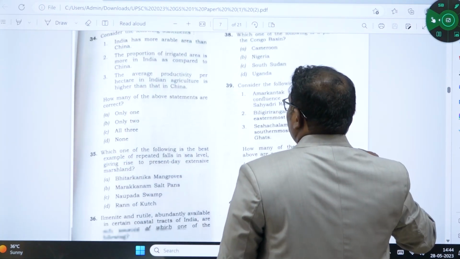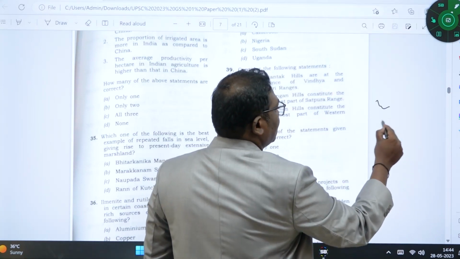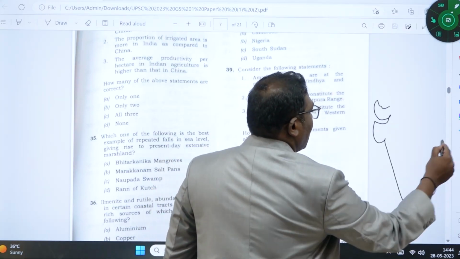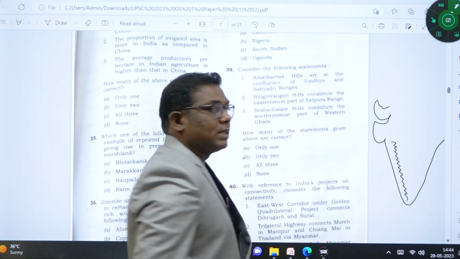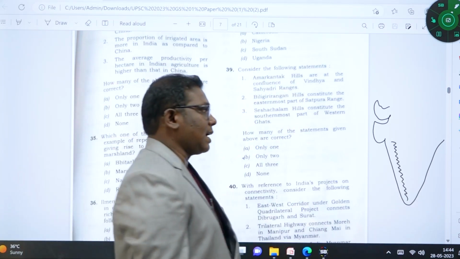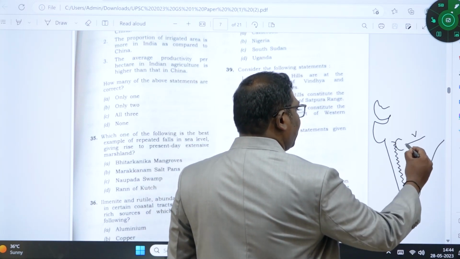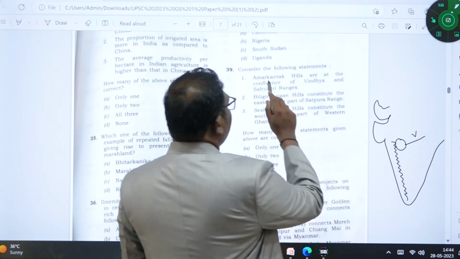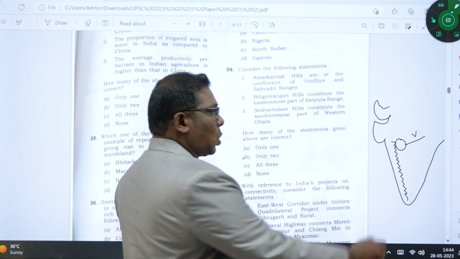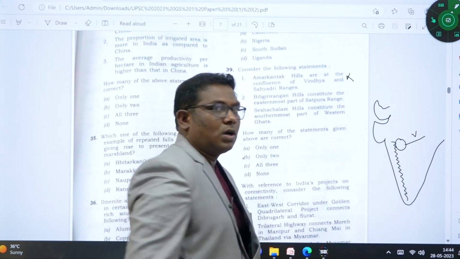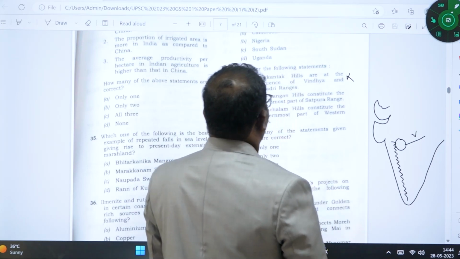And moving on to the 39th question, here you have to understand very much important. This is the map we have seen earlier also during our class sessions. So these are the Western Ghats that are running from Gujarat to Kanyakumari. We also call it Sahyadri. And these mountains are the Vindhya mountains. There is no connectivity between Vindhya and Sahyadri mountains. Here it is saying Amarkantak hills are the confluence of Vindhya and Sahyadri ranges. No. Statement 1 is wrong. There is no direct connection between Vindhya mountains and Sahyadri mountains.